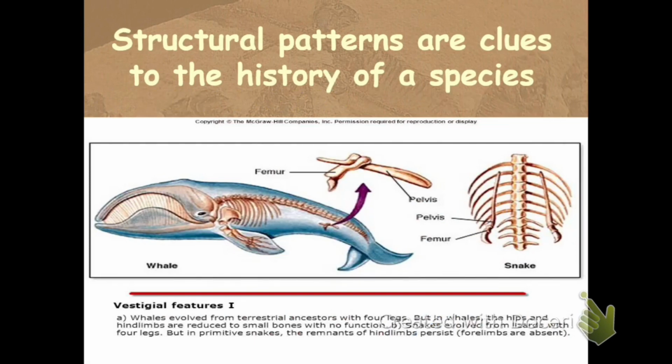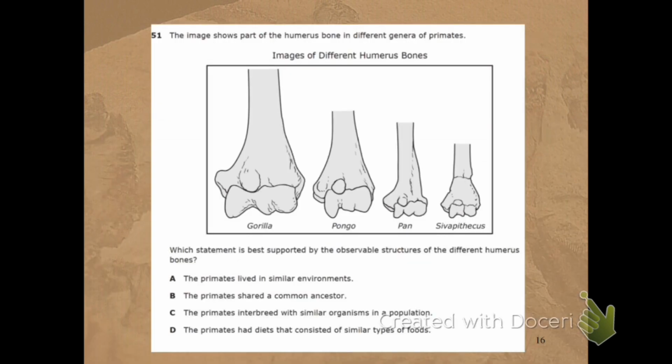So structural patterns are clues to the history of a species. Here is a close-up image of a whale's pelvis and what would have been the femur. Y'all know the femur is that long bone in your leg, from your hip to your knee. So you can see what used to be a femur. It's tiny now, but there is still that vestigial feature. It's left over from a common ancestor.